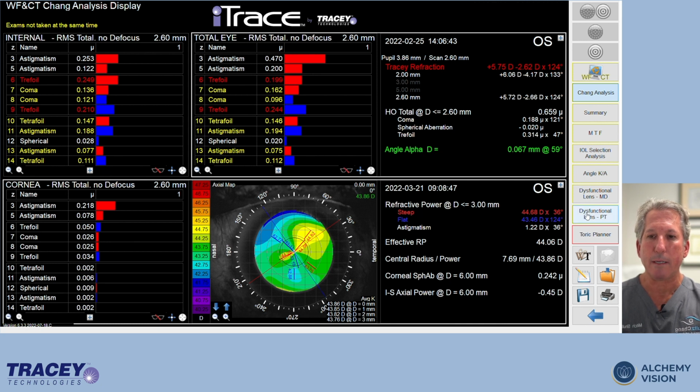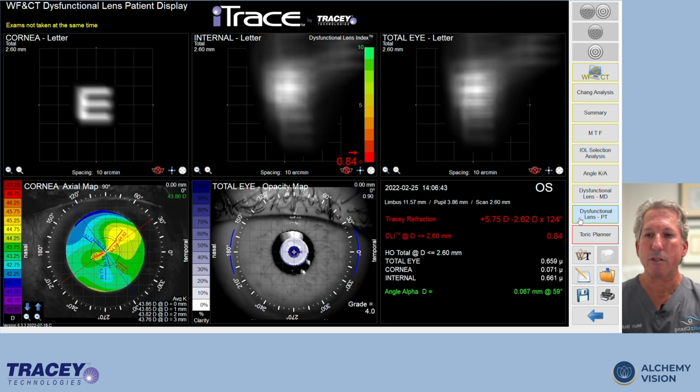Now, when we talk to the patient, we go to the dysfunctional lens index. And on this dysfunctional lens index, this is a great tool for talking to your patients. When you show them this, it really gives them the power of understanding what astigmatism is and how it impacts their vision. So here you can clearly see the patient has a really bad cataract. This is about as bad as it can get. And they have astigmatism. So we can see that the cornea is affected as well as the internal components of the eye, and the total aberration is extremely high.